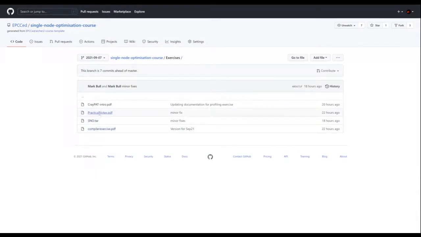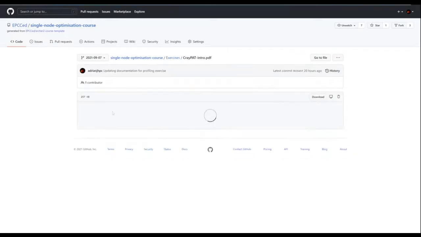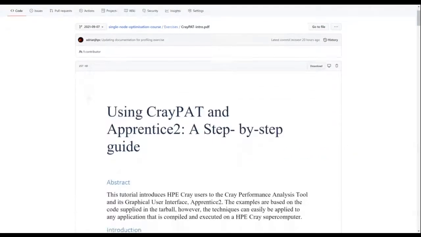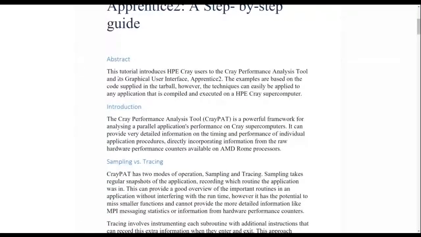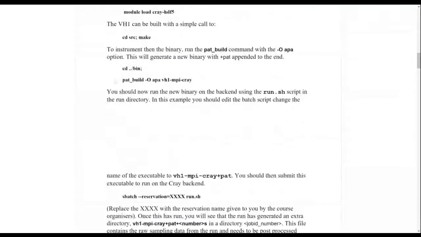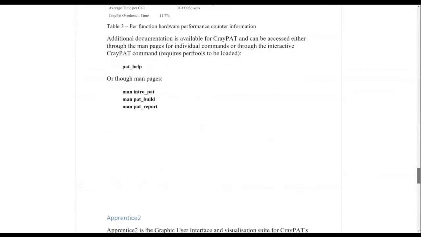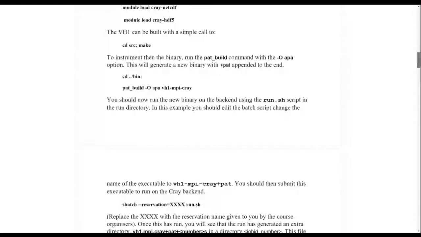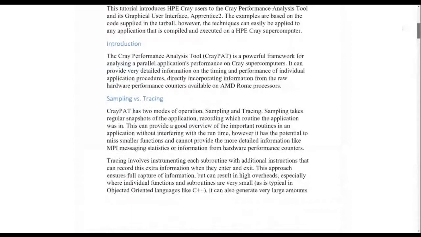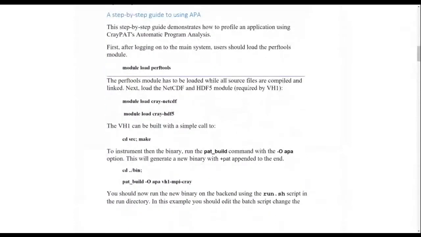Here we can see you've been working through the practical notes, but also this CrayPad intro, which is a different PDF. If you click on that, you'll see there's a step-by-step guide to using CrayPad and building the trace, and it lets you know how to run it and use it. You can keep doing the placement exercise if you're not quite up to speed on that, but the next practical to try out would be this CrayPad one, using CrayPad on the code we have, which is the VH1 directory in the source code you already have access to.